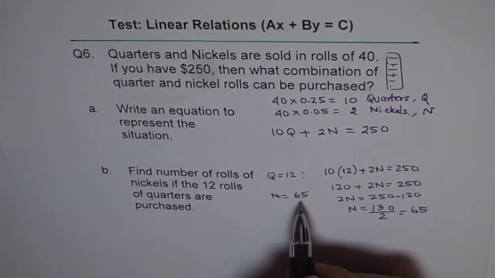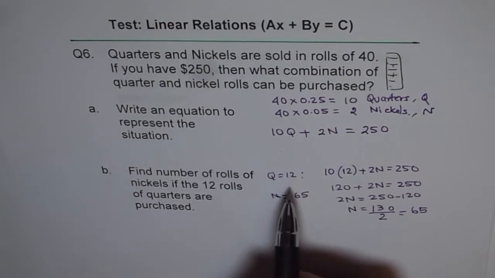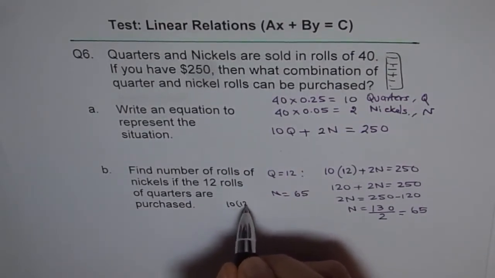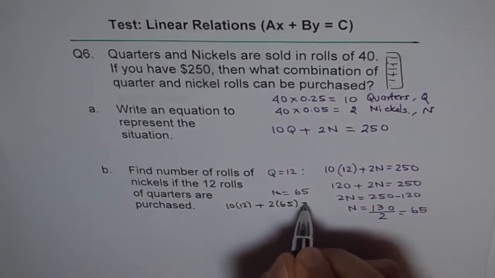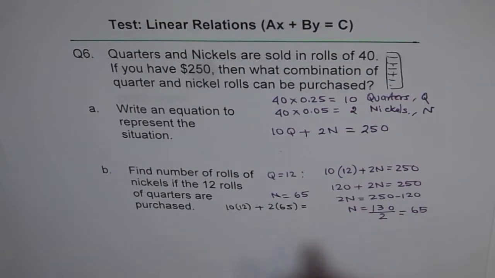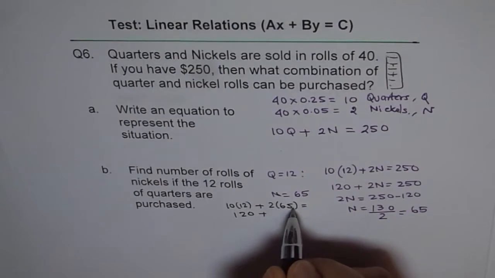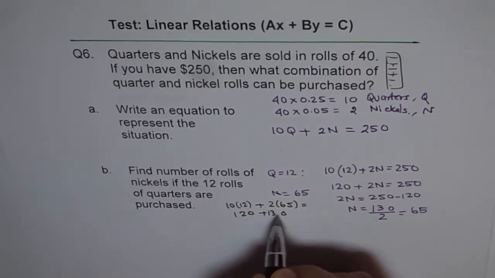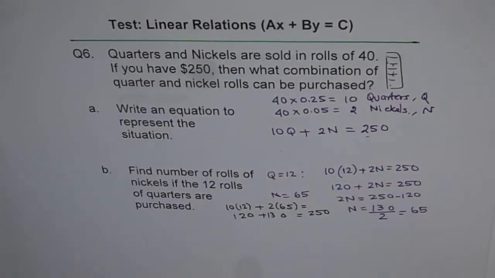If you want, you can check this with the given equation. So if I write 10 times 12 plus 2 times 65, what do I get? 2 times 65 equals what? We can use a calculator or add them up. It is 120 plus 130, and when you add them, you get 250. That's the correct amount, correct? So that is how we do such problems. I hope you understand and appreciate how we have done this question, right?